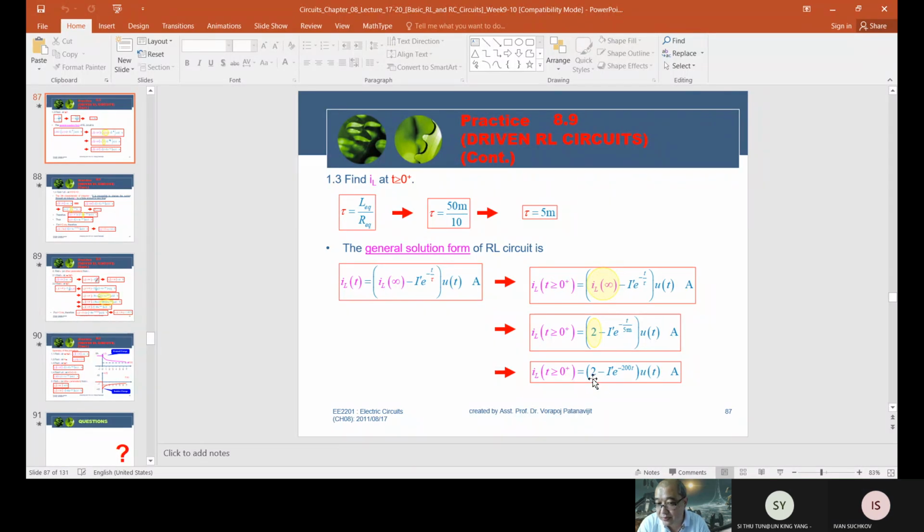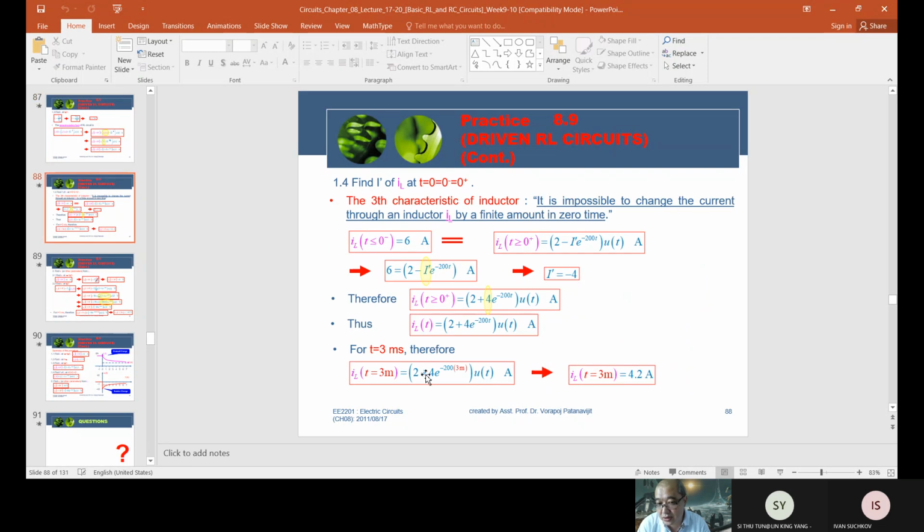You can see that we have two terms, right? In IL, you have two terms: 2 and plus 4 e to the minus 2t. The first term is constant, and we call it the forced response. The second term, which has the exponential form, we call the natural response.